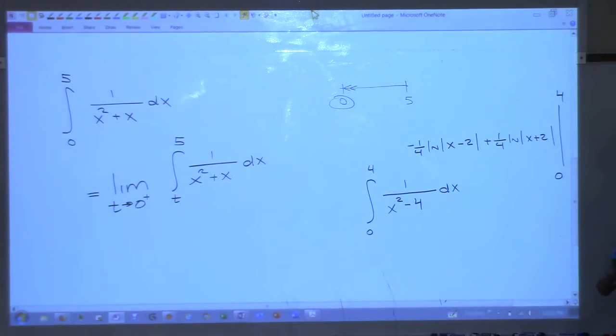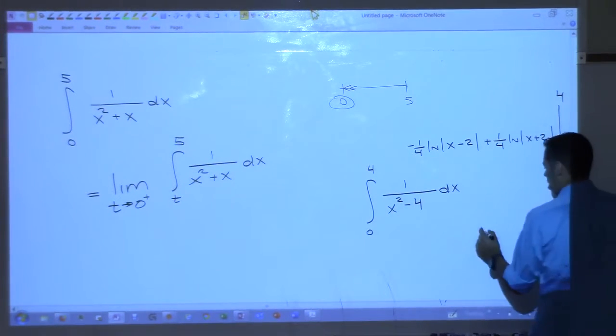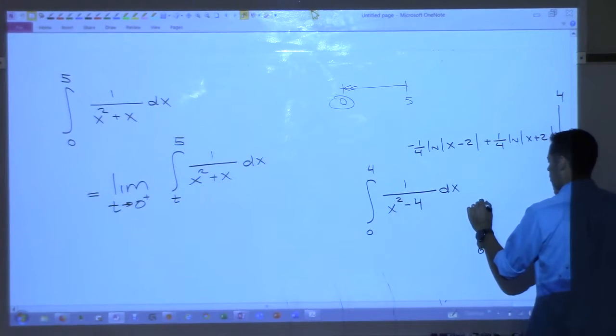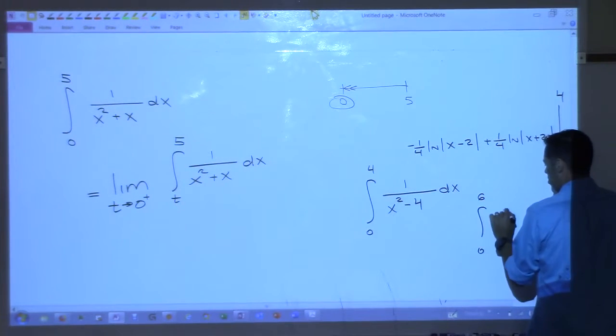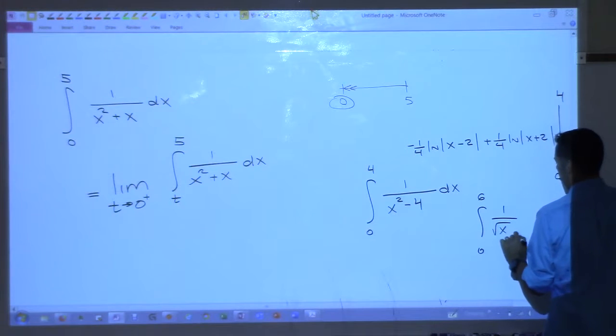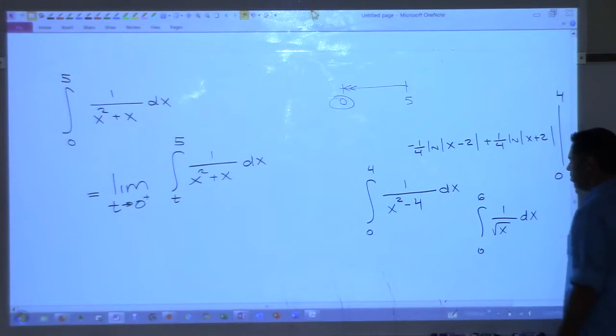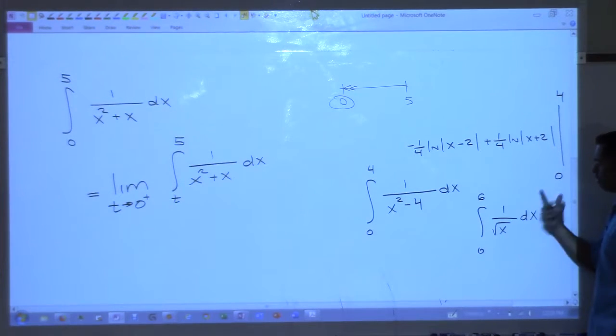Trying to think of one. Well, one example would be this. The integral from 0 to, let's say, I'll make up a number, 6 of 1 over root x dx. Even 1 over x would work. But this one right here would not diverge. This would converge. You would get a numerical answer.